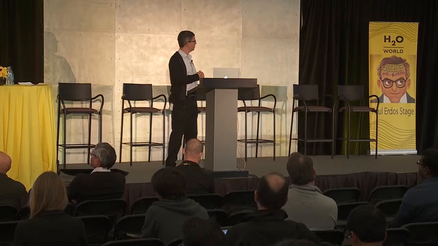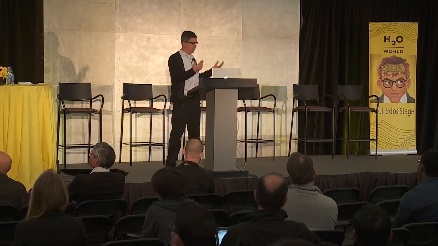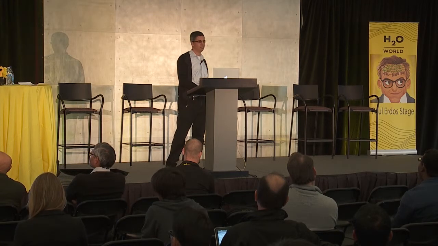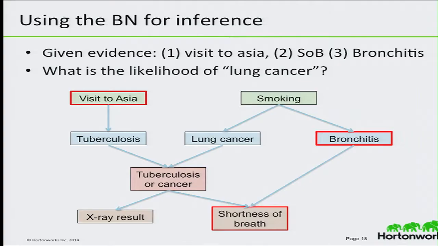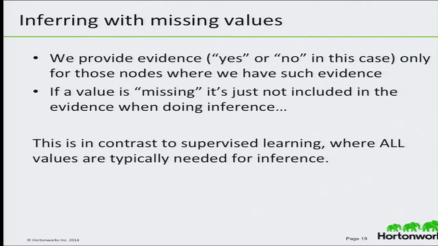This is why it's really interesting for missing values, because I don't have to specify all the values, except my target variable. I can specify whatever nodes I know the value of. In this case, it's these three. And then I can ask it, what is the likelihood of, let's say, lung cancer? And it'll give you the probability that lung cancer is yes. As I said, we provide evidence, and if a value is missing, it's not included. This is very important. This is what makes it very, very robust for missing values. Not a trivial characteristic of a technique.